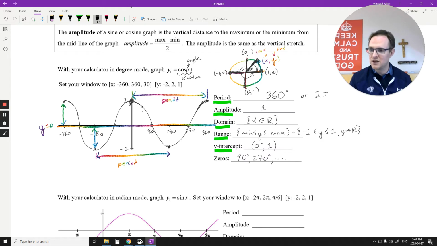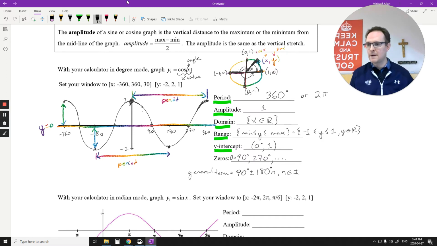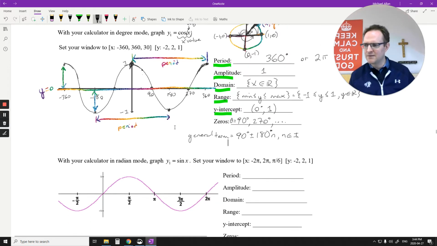Now, I may want a general term here. So all my zeros, let's just label these thetas for now. I can label this as 90 plus or minus, and I'm increasing or decreasing by 180 each time, going backwards or forwards. So I can put any integer there, so I can add or subtract 180 each time. So this is more of a general term for my zeros.